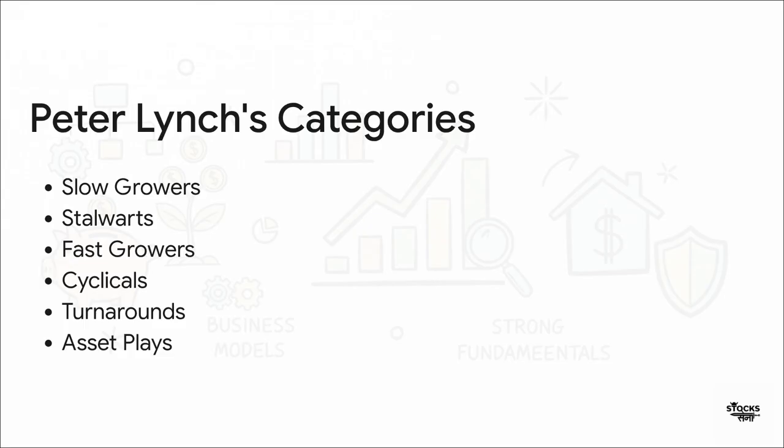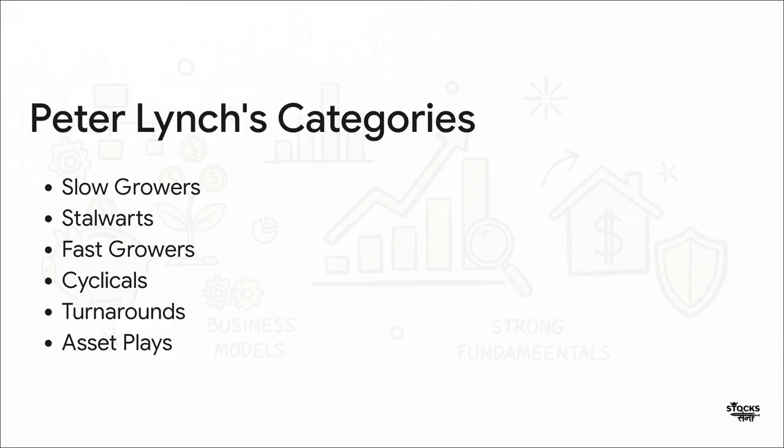First up, slow growers. These are established, massive companies like ITC or Coal India that you hold mostly for their reliable dividends. Second, stalwarts. Large, stable giants growing at a predictable 10 to 15% like HDFC Bank or Hindustan Unilever. Third, fast growers. Smaller or mid-cap aggressive companies growing at 20 to 30% like older Bajaj Finance or DMart. Fourth, cyclicals. Companies whose profits rise and fall directly with the broader economy like Tata Steel or major automakers.